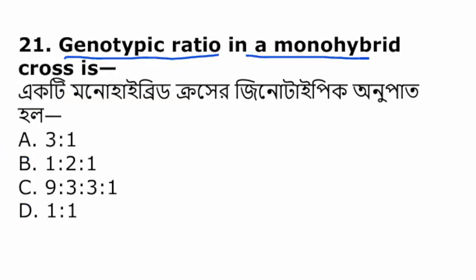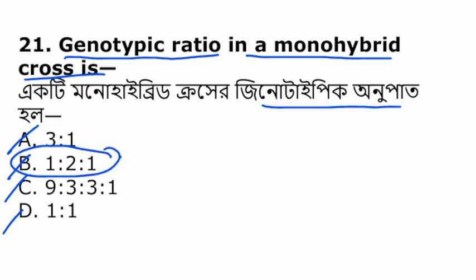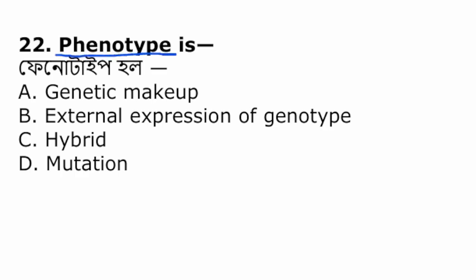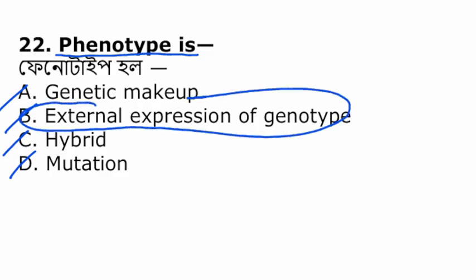Genotypic ratio in monohybrid cross. Monohybrid cross এর মধ্যে genotypic ratioটা কত? 3:1, 1:2:1, 9:3:3:1 or 1:1. So in case of monohybrid cross, the genotypic ratio is 1:2:1. Phenotype কোনটা? Genetic makeup, external expression of genotype, hybrid or mutation. So among them, the phenotype is external expression of genotype.